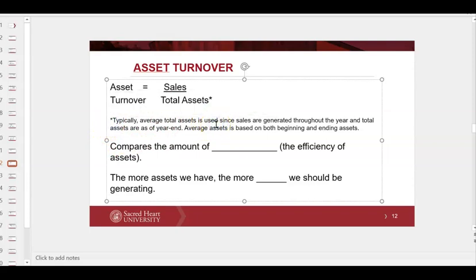Typically, the denominator is going to be average total assets. Every balance sheet reports the most recent period and the period prior. That's because last period's ending balance is what we started this current period with, and then we can use this period's ending balance. That's a better measure of what we had throughout the period compared to sales.